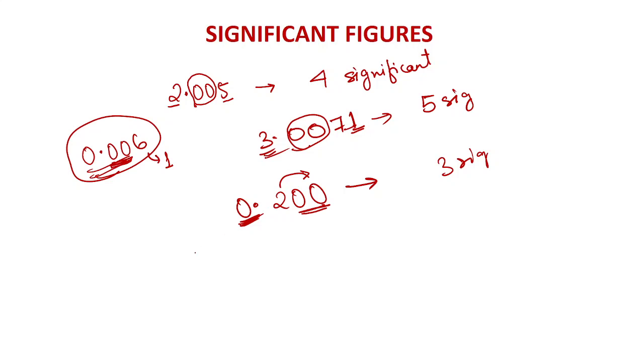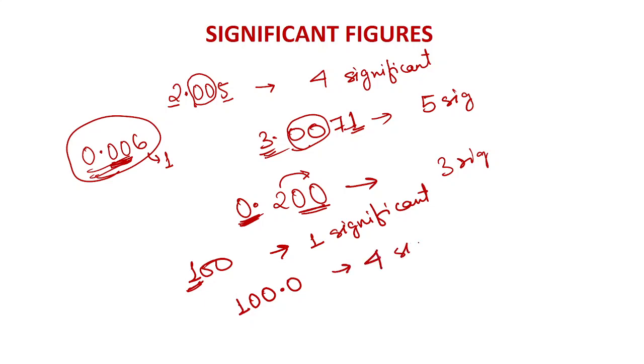Suppose another number you have, a pure number 100, then in this case you will have only one significant figure, that is 1. But if you are given 100.0, then in this case you have 4 significant figures. Means the addition of the decimal sign makes it significant. Now all the numbers present here are significant. So only 100 has one significant figure, but 100.0 has 4 significant figures.